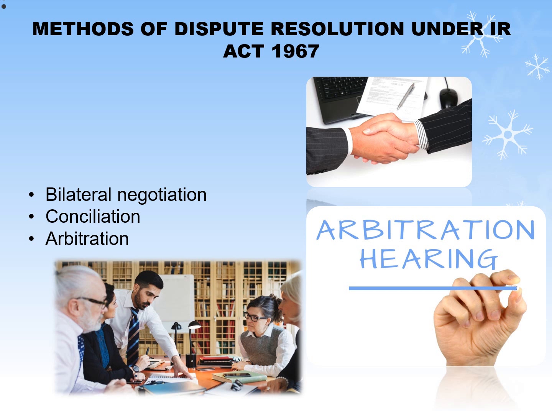Methods of dispute resolution under IR Act 1967 can be classified into three. The first one is bilateral negotiation between employers and employees or trade unions according to the procedure as agreed in the collective agreement. And then it can be done through conciliation by the Department of Industrial Relations, Ministry of Human Resources, and also through arbitration by the Industrial Court. Bilateral negotiation is based on self-government in industry, where both parties are encouraged to resolve disputes through negotiation to achieve an amicable outcome. For conciliation, it is an effective method to resolve dispute.